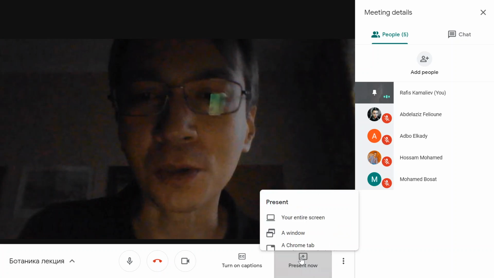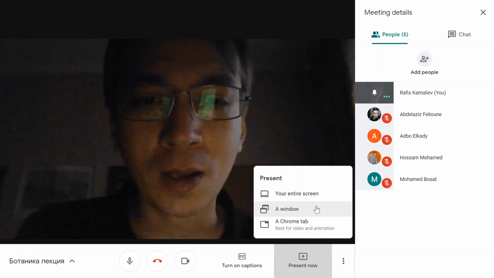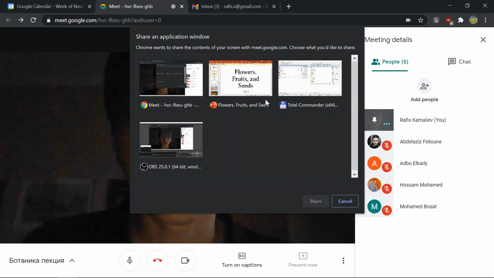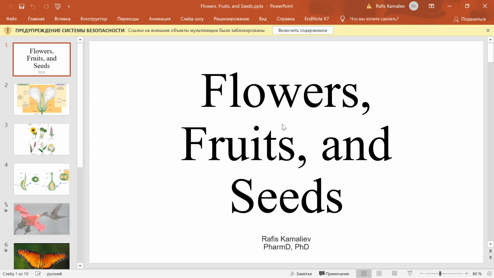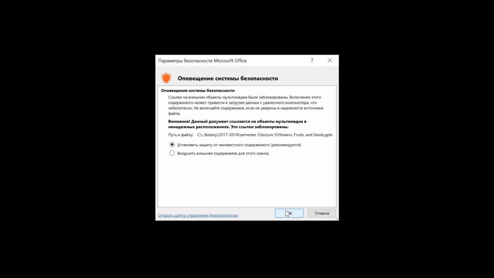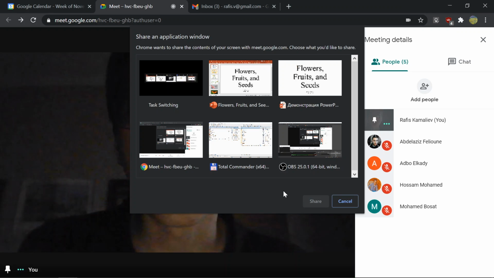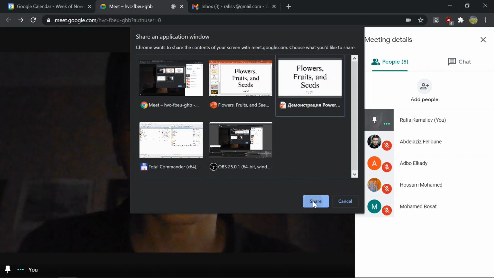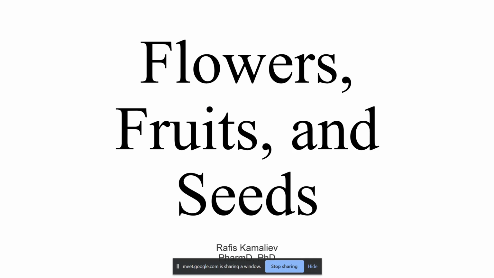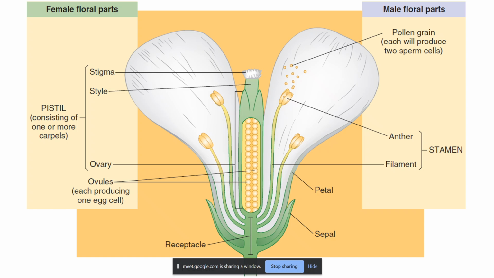Flowers are the most important part of the plants. Flowers develop into the fruits, and then the fruits develop into the seeds. So these are the common parts of the flower.